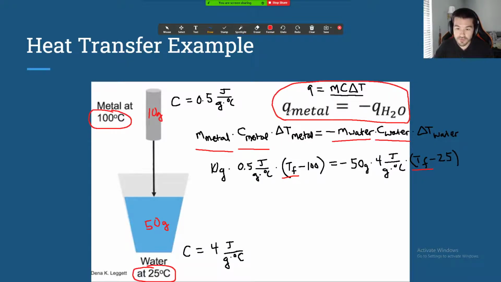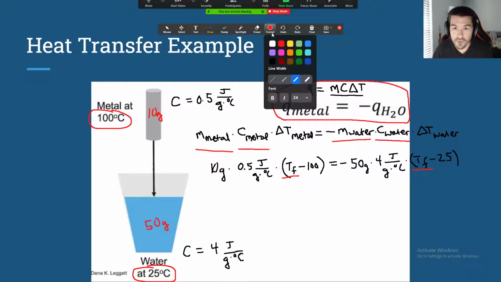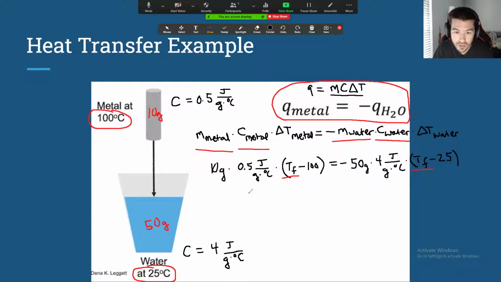Okay? This is the type of thing that you could type into your calculator with x as the temperature variable and solve for it. Obviously, you can go through and do the algebra if you want to. I'll go ahead and do that for you, just to show you how it works.